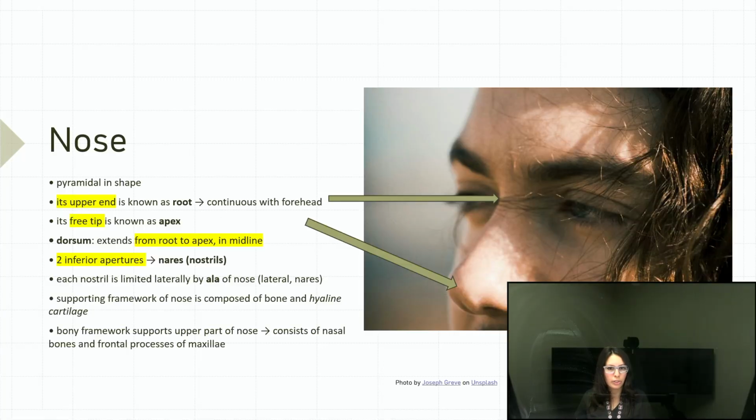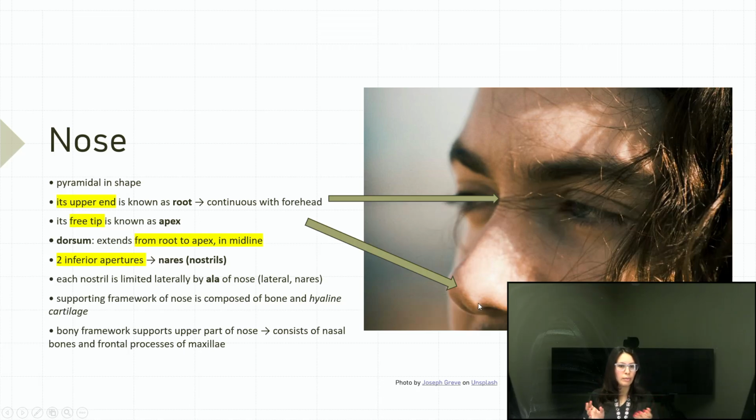As you can see in this picture, the nose is typically more pyramidal in shape, but it changes between every ancestry or lineage that you may have. The shape of the nose can change between different ancestries. In this particular case, you can observe that the root, the upper end of the nose, continues with the forehead, versus the dorsum that extends from the apex to the midline, and the two apertures on each side, which we call the nares or nostrils.